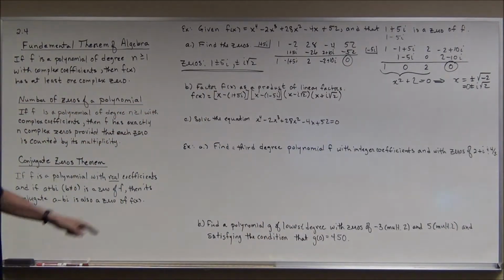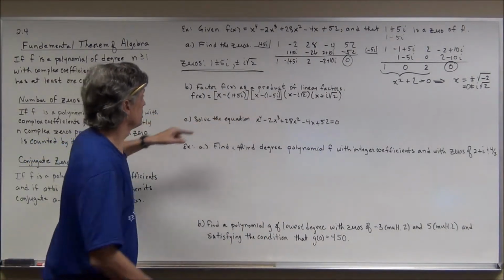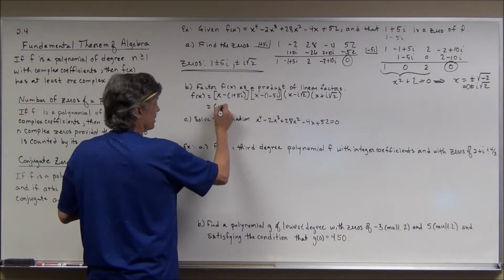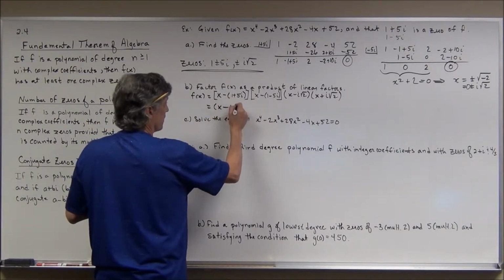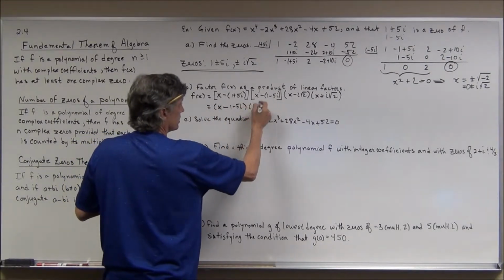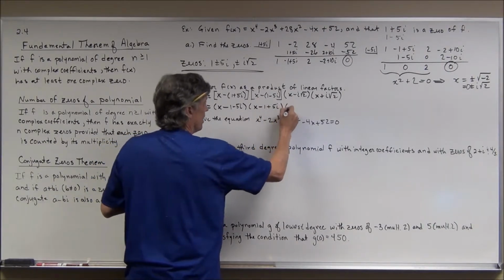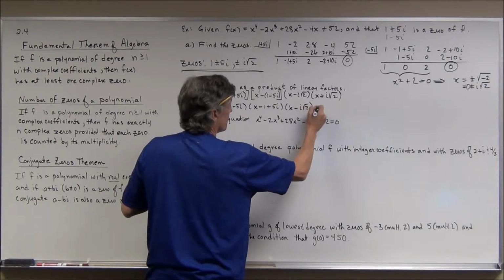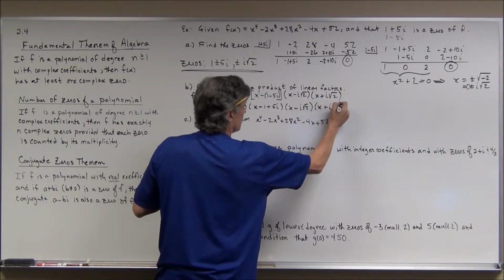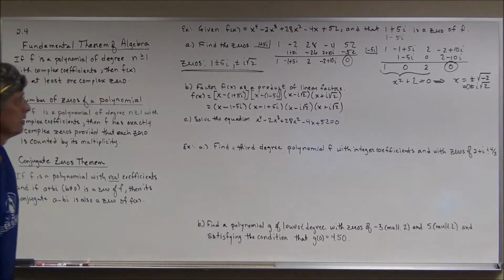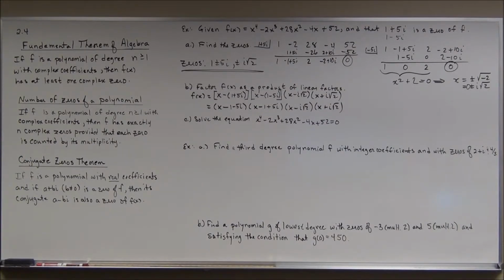Good Lord, look at that. Now I could simplify these two expressions here by writing this as x minus 1 minus 5i, x minus 1 plus 5i, and then these, of course, x minus i square root of 2, x plus i square root of 2. And that would be the linear factors.